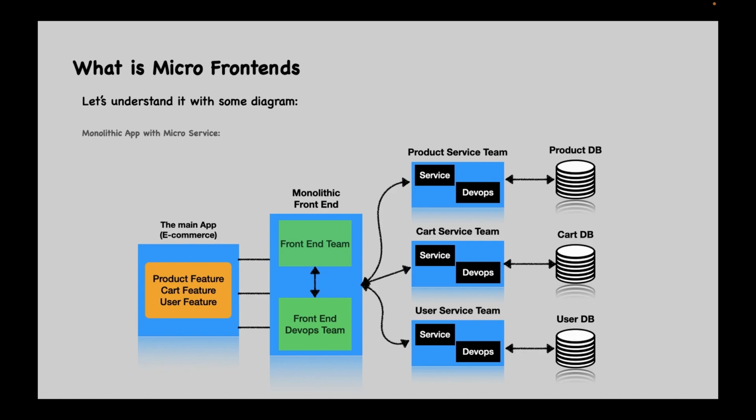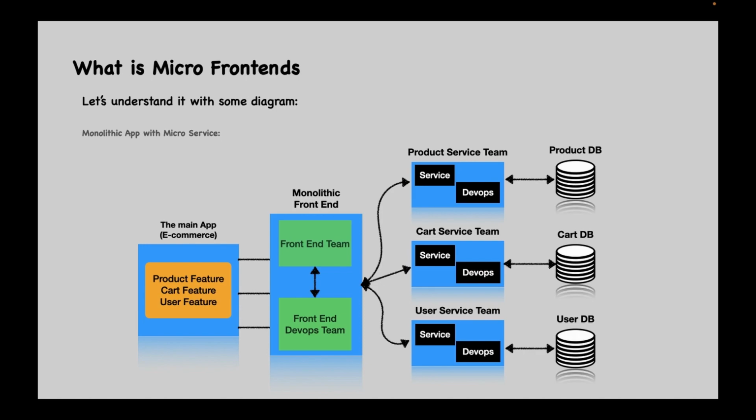So if, let's say, our product service is down, maybe the cart service is still going. Let's say the user service is down, maybe the cart and product services are still going. So there is no problem with that. But if the front end server is down, then the total site will be down. So that is a problem.